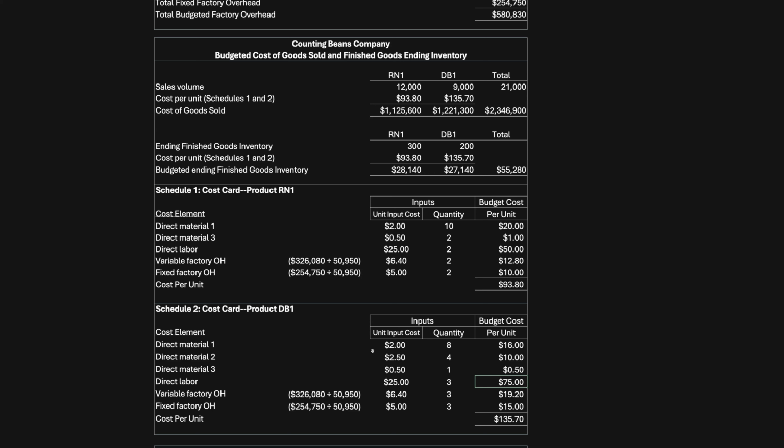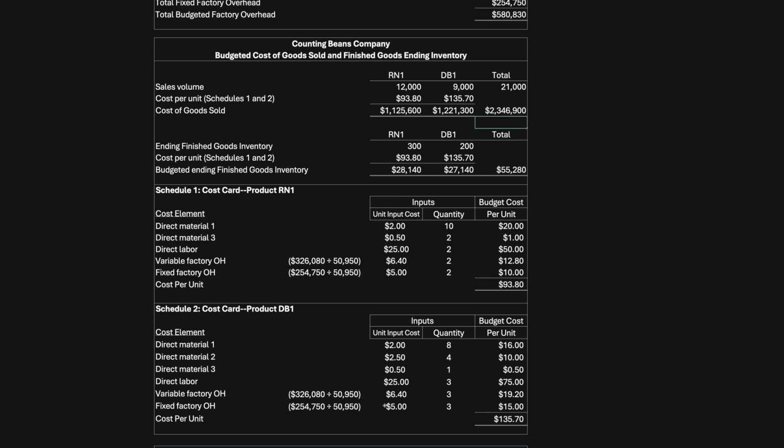And then we get to the overhead. So we can take our overhead amount and divide it by the number of direct labor hours. Remember, the direct labor hours we calculated earlier. It was 50,950 hours. This gives us $6.40 in variable overhead per direct labor hour. And remember, it's 3 direct labor hours to make DB1. That's $19.20. For fixed overhead, it would be $5 per direct labor hour multiplied by 3 direct labor hours. That gives us $15 for a total cost per unit of $135.70.